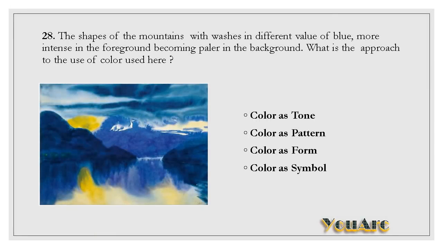The shapes of the mountains with washes in different values of blue, more intense in the foreground and becoming paler in the background. So what is the approach to the use of color used here? We can see these mountain shapes are done with washes at different values of blue. What is value? Distinct shade and tone of blue color. So color is used as tone here.